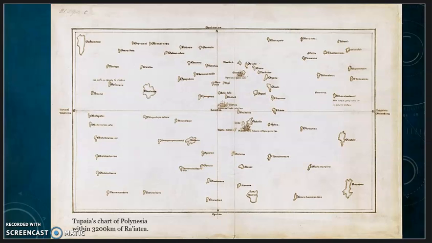Tupaia, a Polynesian navigator, assisted Captain James Cook on his first voyage of Pacific exploration. Tupaia drew a chart of the islands within a 2,000-mile radius to the north and west of his home island of Raiatea. Tupaia had knowledge of 130 islands and named 74 on his chart. Tupaia had navigated from Raiatea in short voyages to 13 islands.